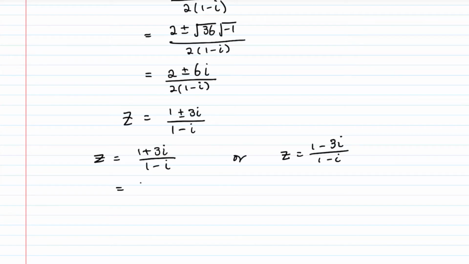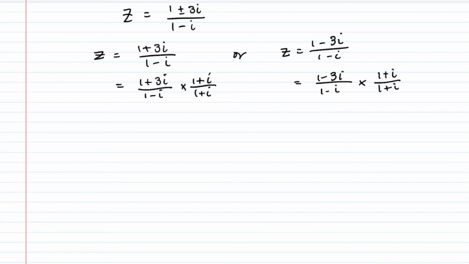When you rationalize, you just need to take the conjugate of your denominator. So it's times 1 plus i over 1 plus i. And over here, it will be 1 minus 3i over 1 minus i times 1 plus i over 1 plus i. So taking the conjugate, you just need to do your normal complex number functions, and the top part, just expand. You will just get 1 plus i plus 3i plus 3 over 1 squared plus 1 squared.